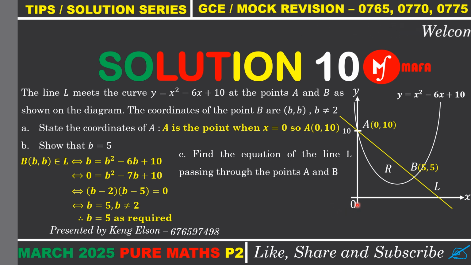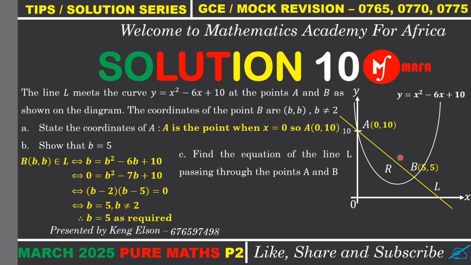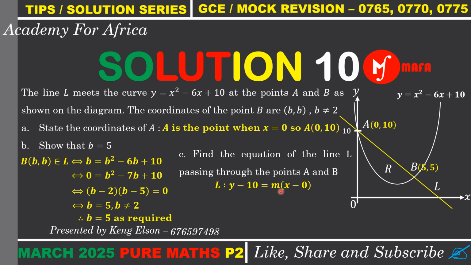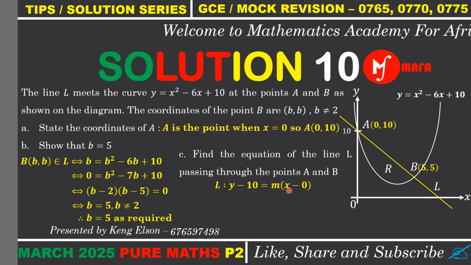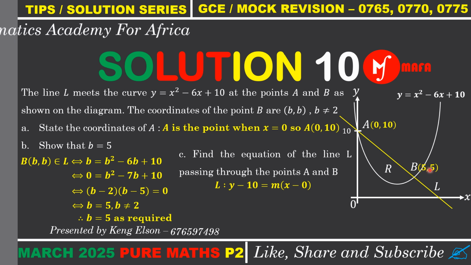So the equation of my line L will be, we are going to consider either the point A or the point B as our reference point. I consider the point A. My y0 is 10 because it is the y coordinate of A. So y minus 10 equals m into x minus 0. Somebody could still consider B and get y minus 5 equals m into x minus 5.